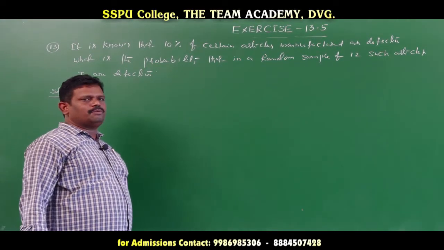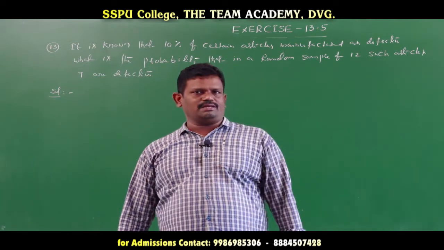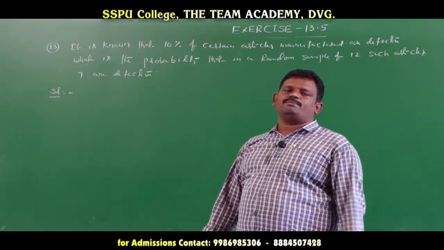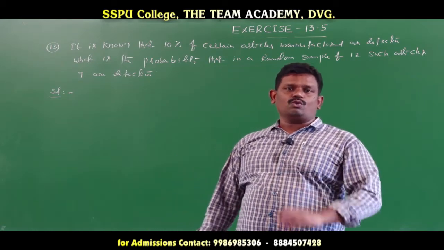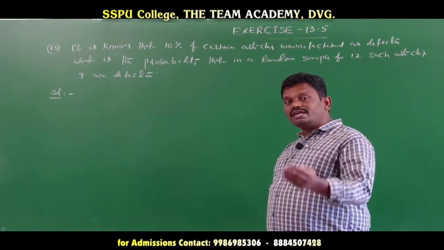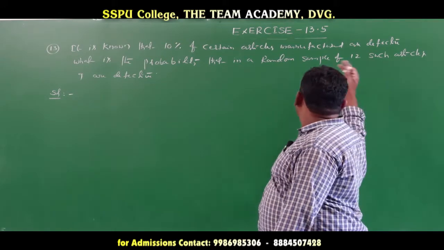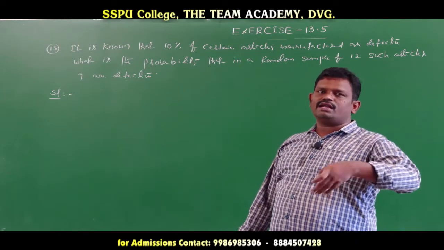Here, out of the articles, the defective percentage given is 10%. That is the success here. P is equal to 10%, which means 10 by 100, so 1 by 10. Next, how many samples do we take? 12. Out of 12 samples, 9 are defective. That is the required probability we want to find.